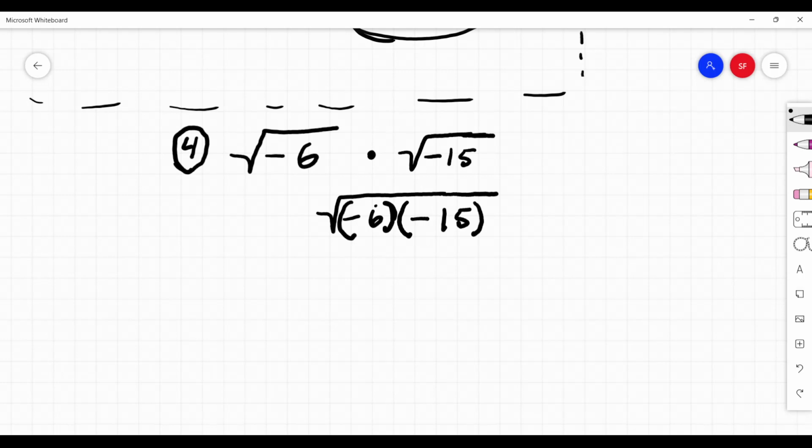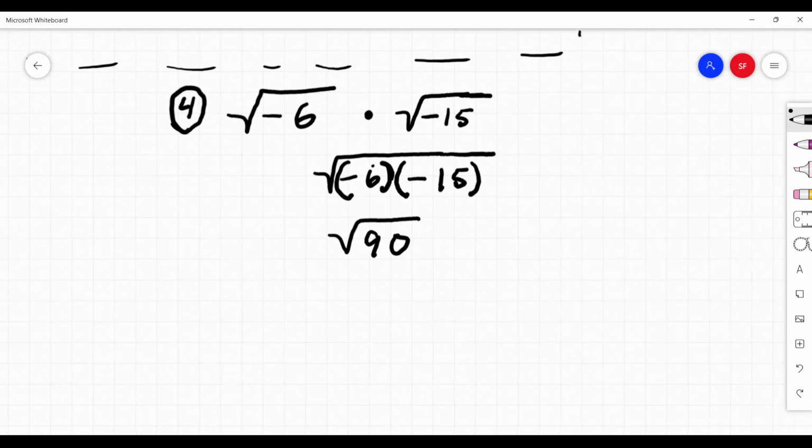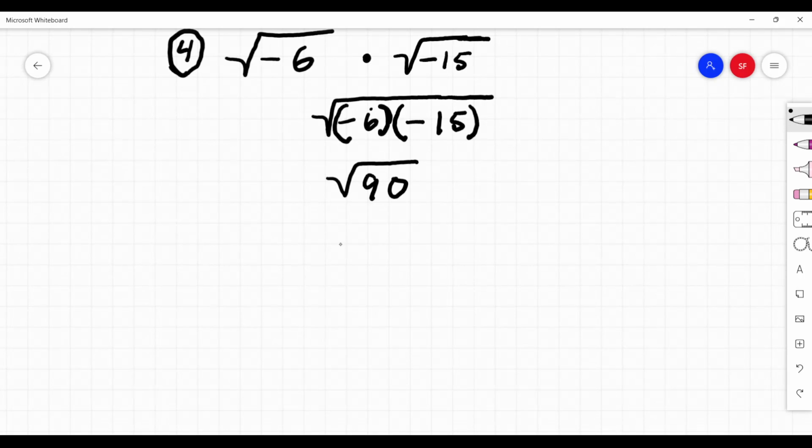Okay, so what is -6 times -15? Well, grab a calculator and plunk it. It is +90, right? Because negative times negative. What perfect square goes into 90? 9. Yes. So we can split this into the square root of 9 times the square root of 10. And what's the square root of 9? 3.